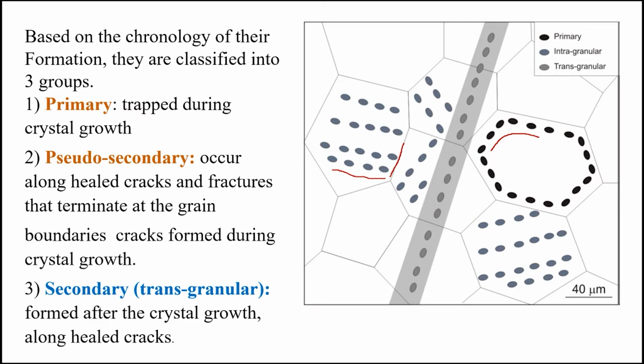And the last one, the secondary fluid inclusions, are formed after the growth of the crystals. As you can see, these are the secondary fluid inclusions. These are formed along some of the cracks that were created after the growth of the crystals. These are also known as transgranular fluid inclusions, and they are intruded along some of the cracks that are formed due to some deformation activities.